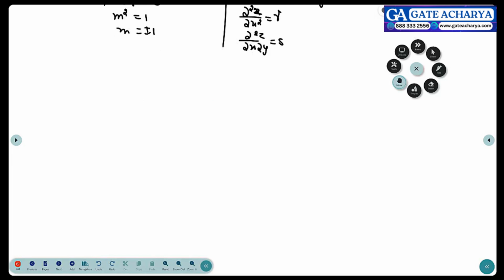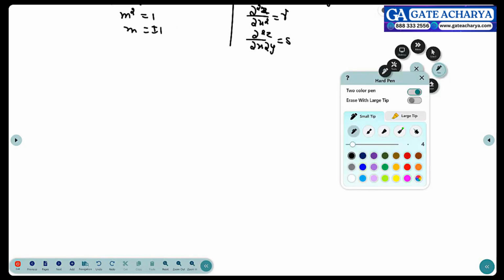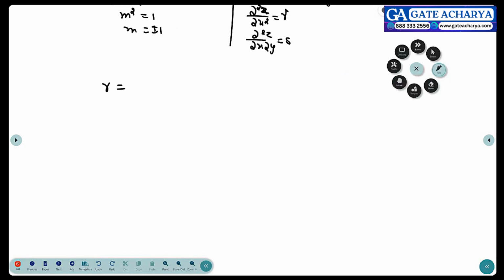Find the solution of r is equal to 25t. Brother, find the solution of the partial differential equation r is equal to 25t. We don't know what r is or what t is, we leave it as it is.